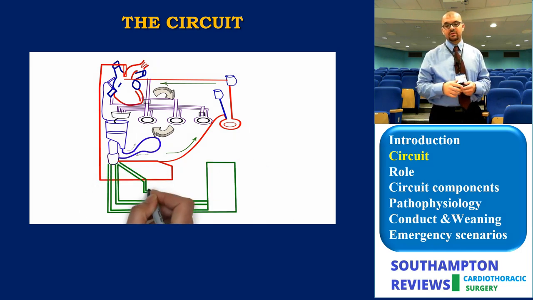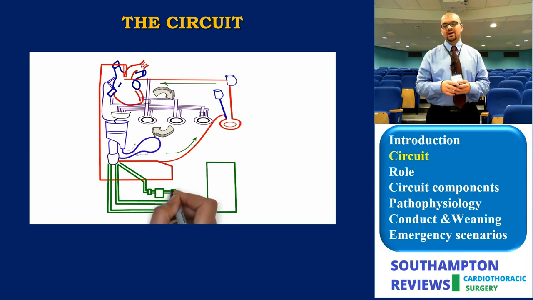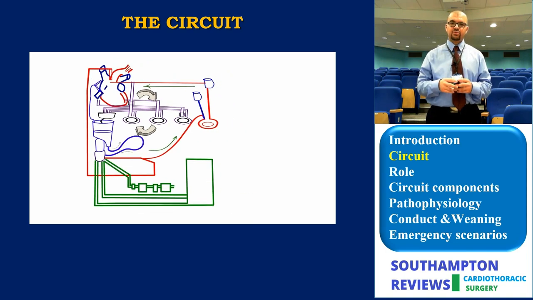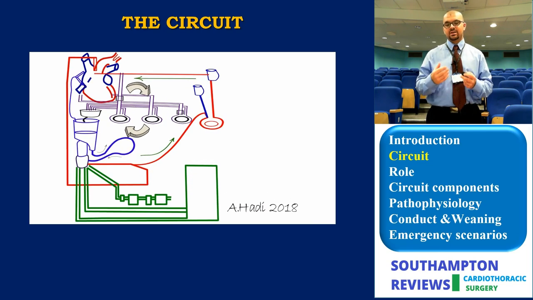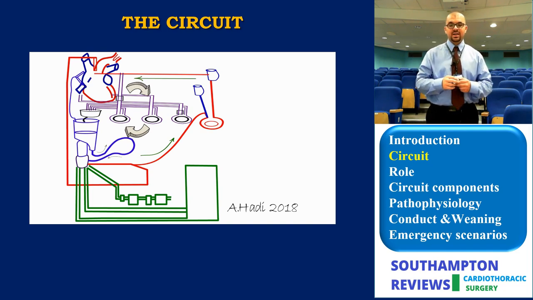Finally, the fourth and last part of the circuit is the modulation part of the oxygenator. This includes the heater cooler machine, which rewarms and creates a hypothermic effect, as well as the oxygen and air supply, gas supply, along with a few filters. It is important here to note that the positions and sequence of parts of this circuit is extremely crucial.